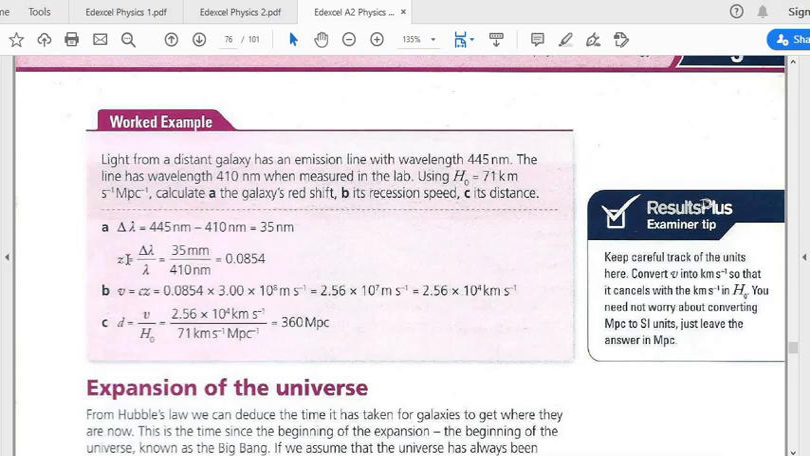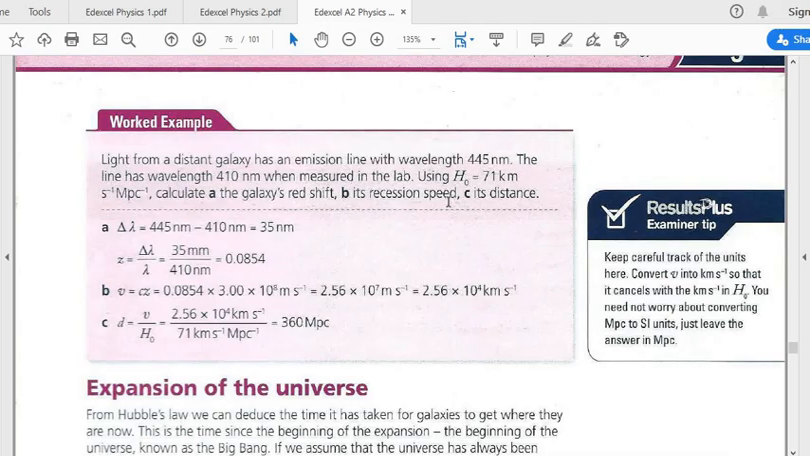Okay, then Z is the amount of redshift. So that is the answer to part A, 0.0854. Now you can see the units in the numerator and denominator cancel out, so there will be no unit. By the way, this should be simply nanometers, not millimeters.